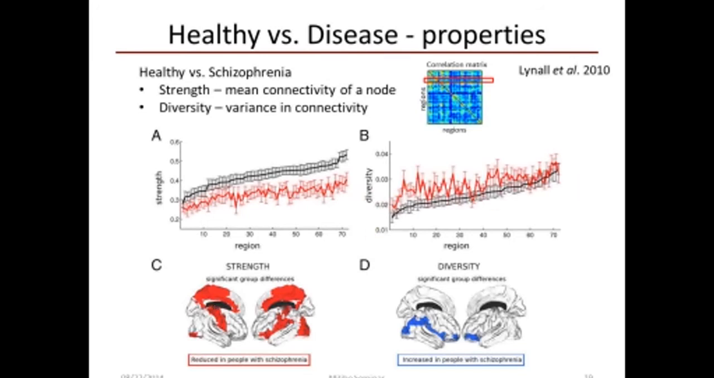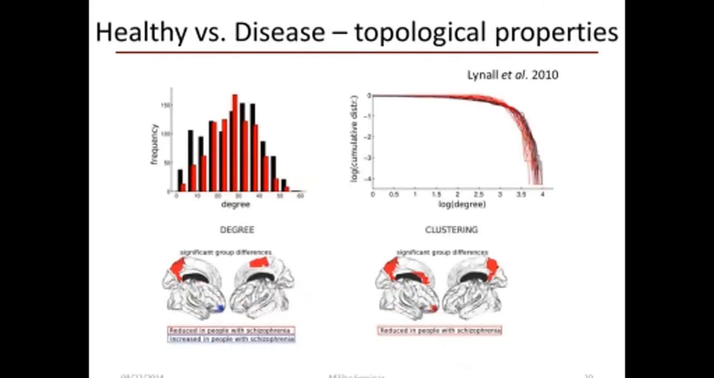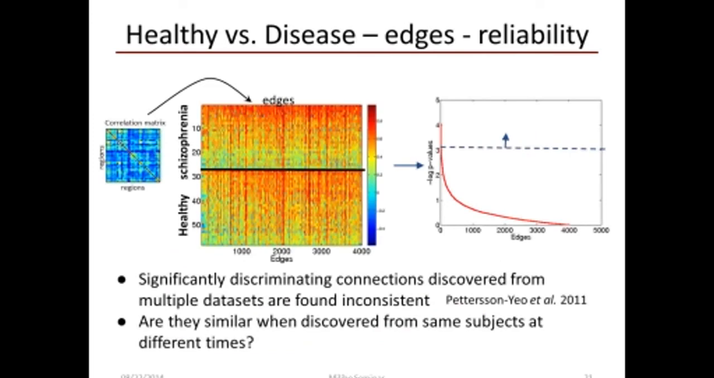And then they showed which regions have significantly higher strength between the two groups, and also where the diversity is higher. So, in the interest of time, I'll quickly skip over these and get to some analysis that we did lately, where the goal was to identify the edges in the brain that are different between the two groups.